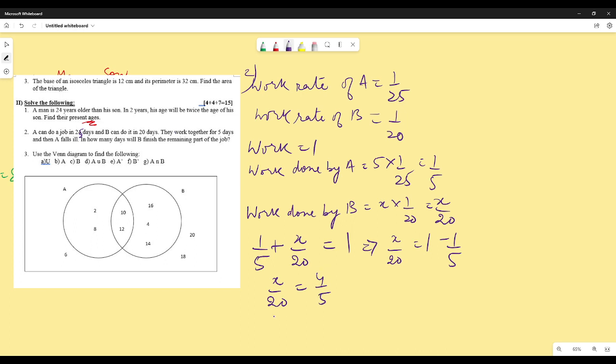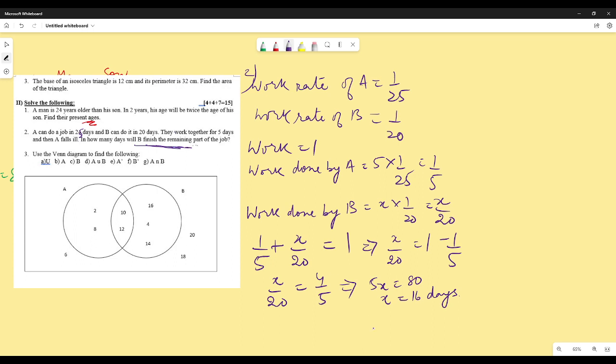So what you have over here is 5x equals to 80. When you cross multiply it, you get 5x equals to 80. So this implies x equals to 16 days. So B worked for 16 days. Now remember that this is the total work of B. It says how many days will B finish the remaining part of the job, right?